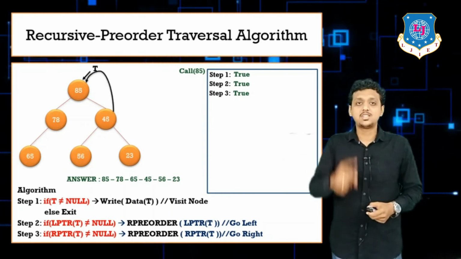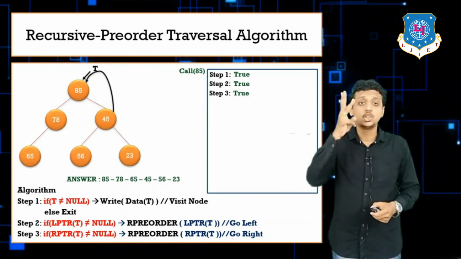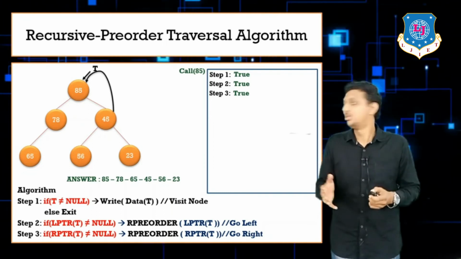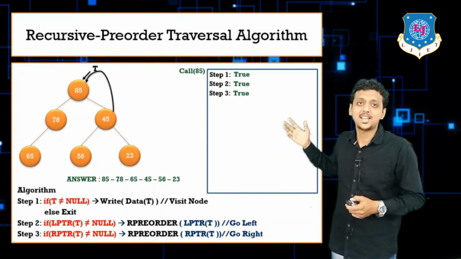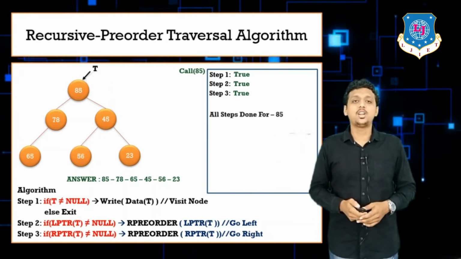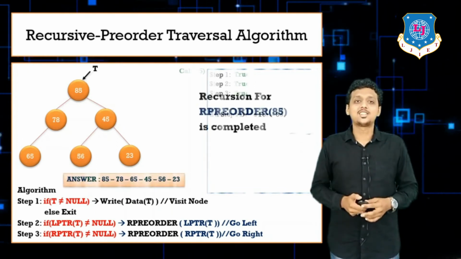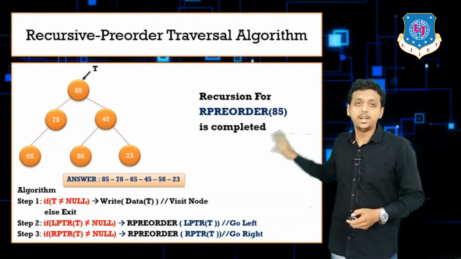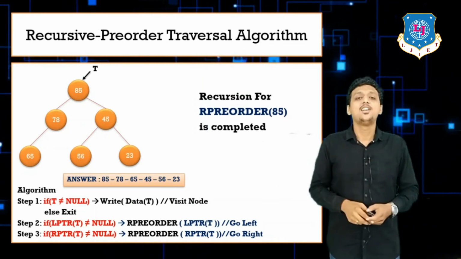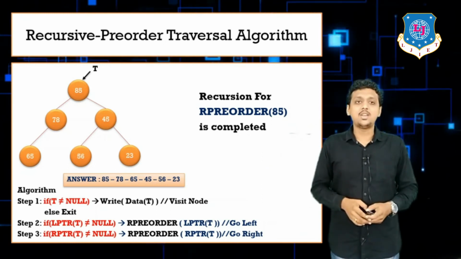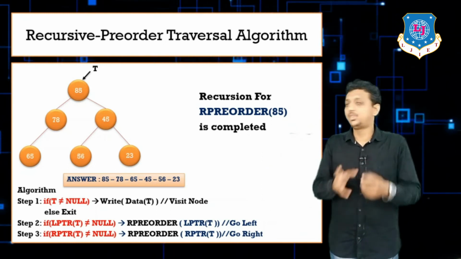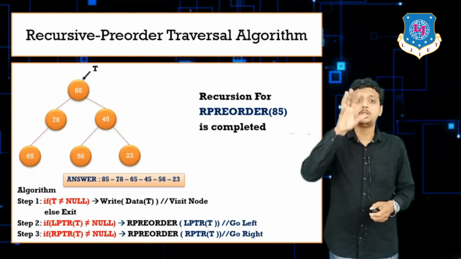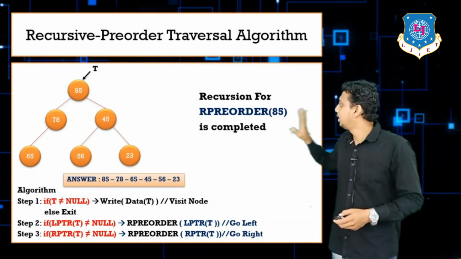Now check 85. Step number 1 finished, 2 finished, 3 finished. That means the function call is finished. So it's just getting popped out from the stack and all steps are done for 85. Your recursion, or preorder algorithm, is completed for node 85. So your answer is 85, 78, 65, 45, 58 and 23. This is how you can perform the preorder algorithm on your tree.